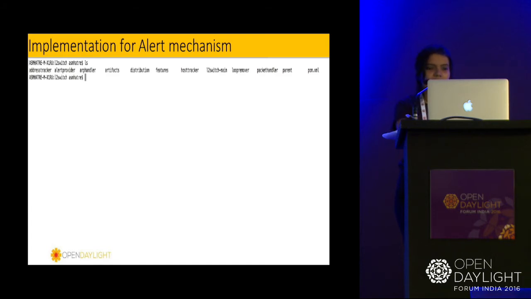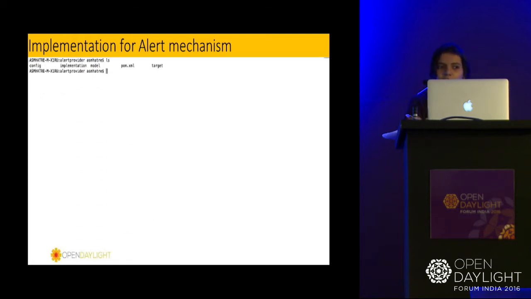I am considering that everyone is now aware of how to write an application inside MD-SAL. For this alert provider, we can create our own application, or we can add the feature inside the L2 switch. Here I am considering adding the feature inside the L2 switch. You can see we already have some existing features in the L2 switch, and I am adding alert provider as a new feature. We can see the directory structure of the alert provider. As you already know, we have a model, implementation and config subsystem.